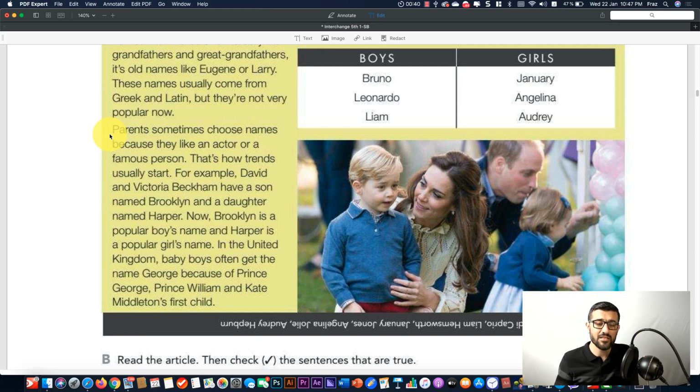In the United Kingdom, baby boys often get the name George because of Prince George. Just because of the prince, they name their kids George. Prince William and Kate Middleton's first child. Okay? So this is because of that.